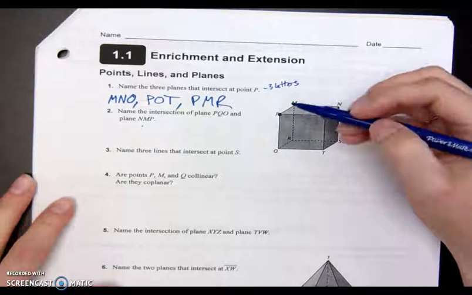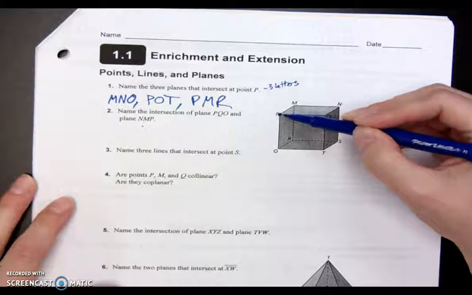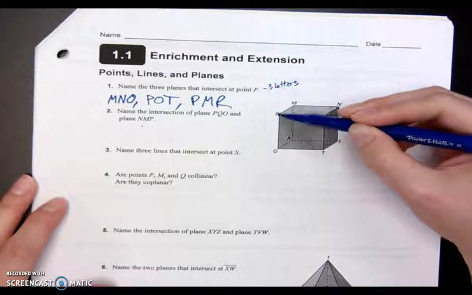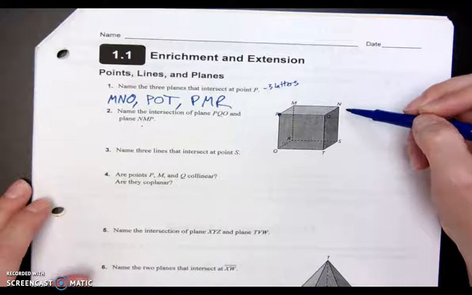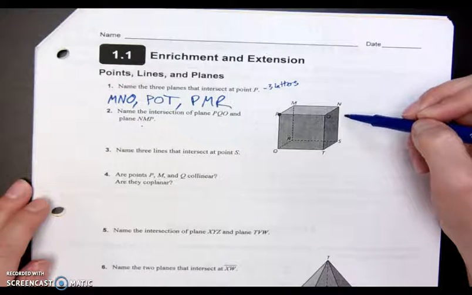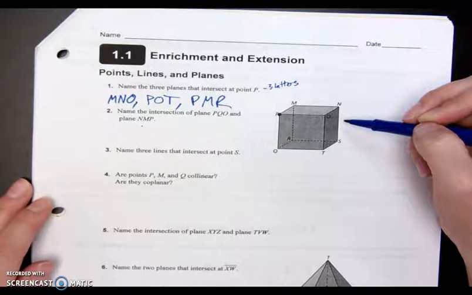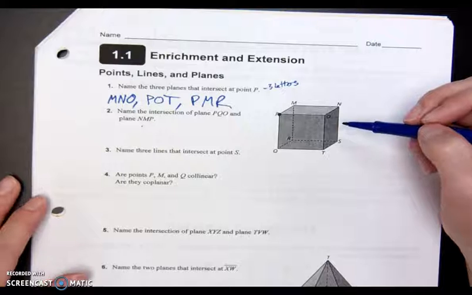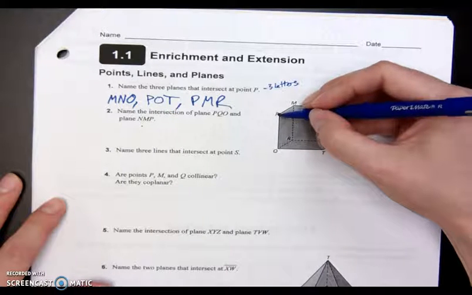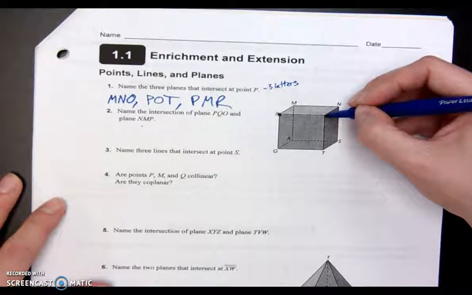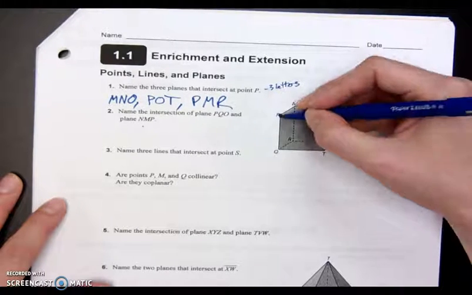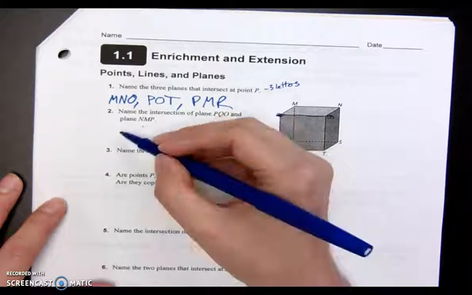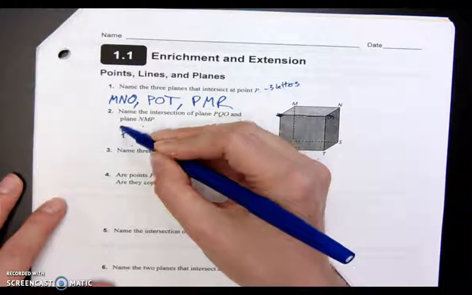Alright, so now we have intersection of the plane PQO, which is this front side, and NMP. Where do those 2 intersect? Where do they touch? So do they touch at a point or a line? A line. So they touch at point P, they touch at point O, because we're talking about the top here and the front side. And so they intersect at a line. And so it would be line PO.